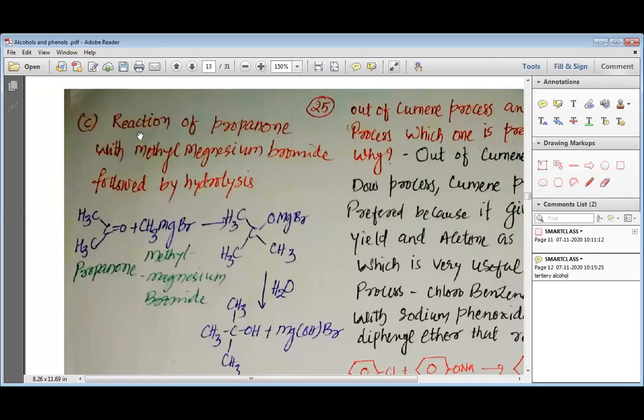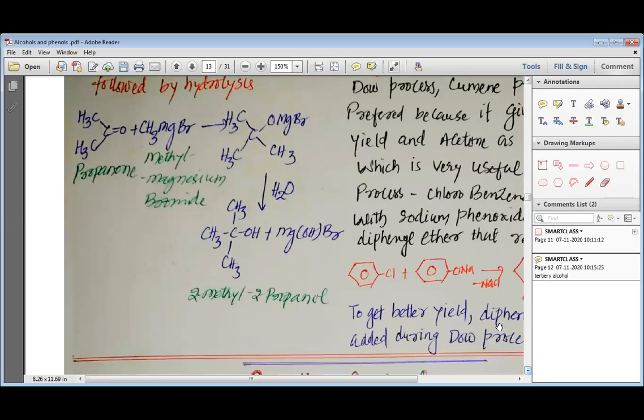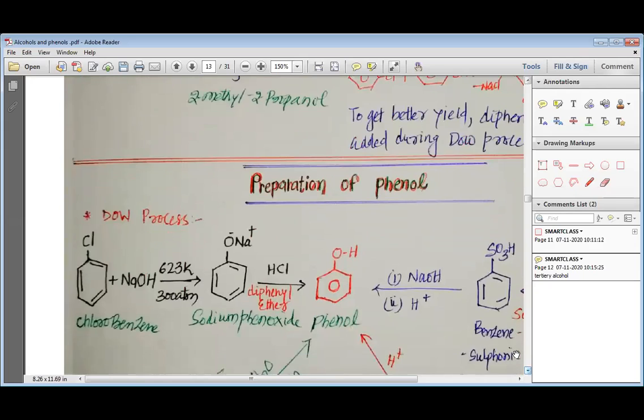Now we have question C, reaction of propanone with methyl magnesium bromide followed by hydrolysis. We have just seen this reaction: we have propanone, CH3C double bond O CH3. We allow it to react with CH3MgBr. The CH3 part of the Grignard reagent combines with the carbon directly, MgBr combines with the oxygen. You can see here the additive product or adduct, and then by hydrolysis we get 2-methyl-2-propanol, which is the tertiary alcohol. Thus, by the reaction of a Grignard reagent with acetone or a ketone, we get the tertiary alcohol.